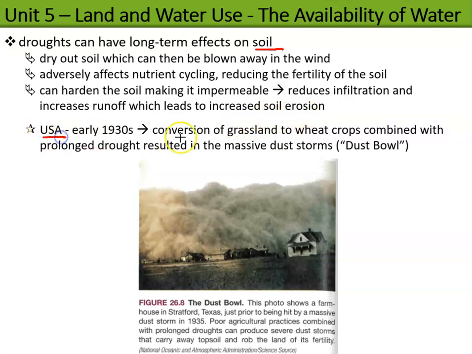In the U.S. in the early 1930s, there was massive conversion in the Central Plains of natural grasslands to wheat crops, which were not very good at holding the soil together. This was combined with prolonged droughts, and it resulted in massive dust storms, famously called the Dust Bowl. There were massive dust storms that brought dust all the way to the east coast of the United States, all the way to Washington, D.C., from places like Texas and Oklahoma. So this is a picture from 1935 of a huge dust storm happening in Texas.